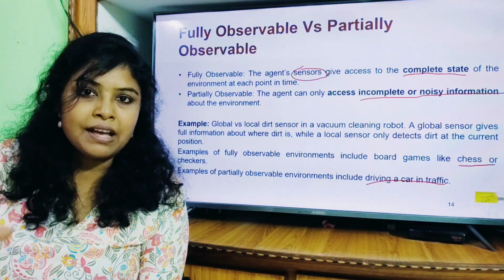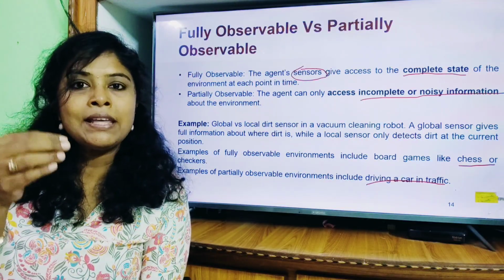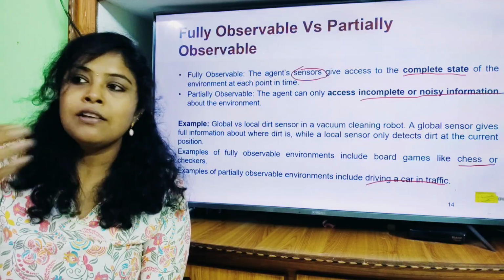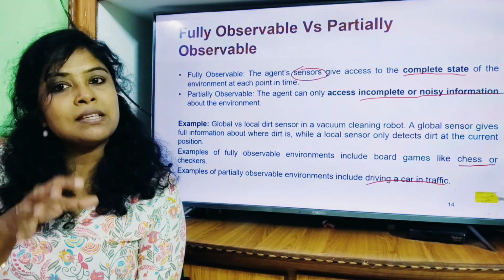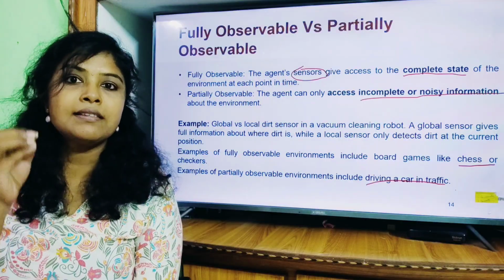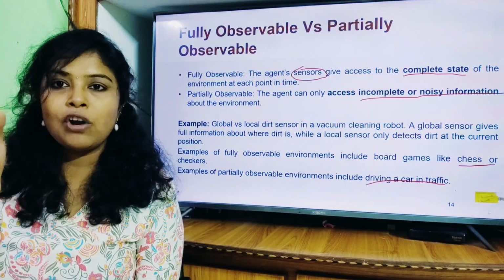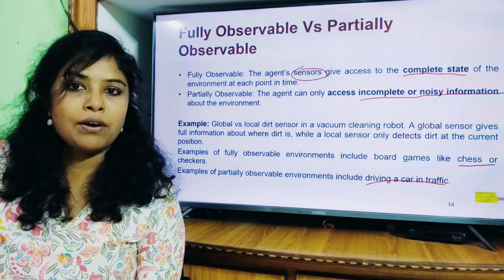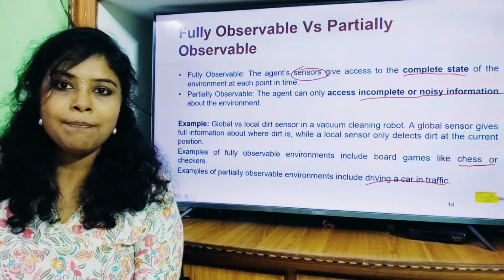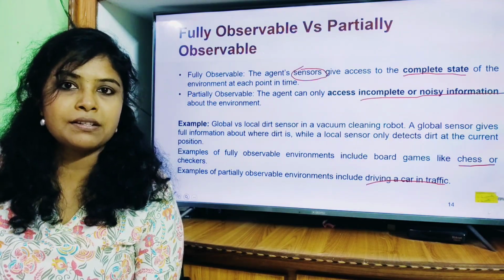because when the car is being driven in a heavy traffic area, the visibility is limited, right? Not the entire stretch of the road is visible for our car. So the car is able to view only its front, back, left and right view. It cannot see beyond. So that can be considered as a partially observable environment.